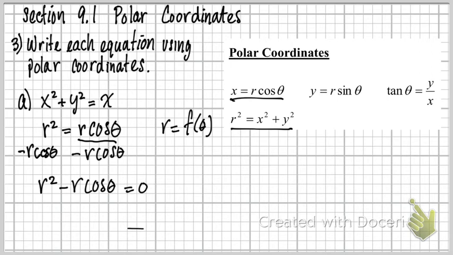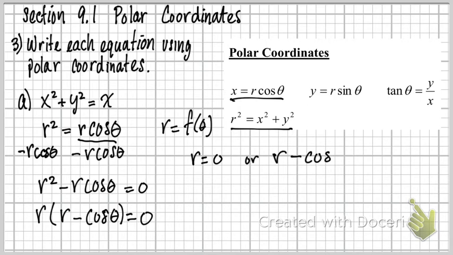And I can pull an r out here. So that's what I'm going to do. If I factor an r out, I'm going to get r times the quantity r minus cos theta, and that equals 0. So now I end up with two equations here. Either r equals 0 or r minus cosine of theta equals 0. So if r equals 0, I'm done. Don't really deal with that.